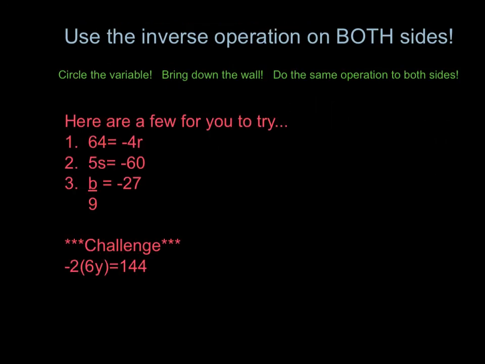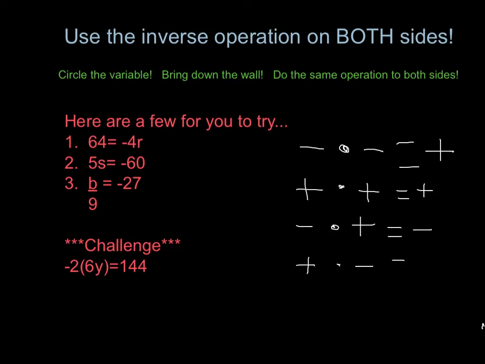This last slide is for you to try on your own, these 3 examples, and then I gave you a little challenge. I will give you one hint to the challenge. Remember the distributive property. Also, I want to remind you that a negative times a negative is going to equal a positive, and a positive times a positive gives you a positive. A negative times a positive gives you a negative, and a positive times a negative gives you a negative.